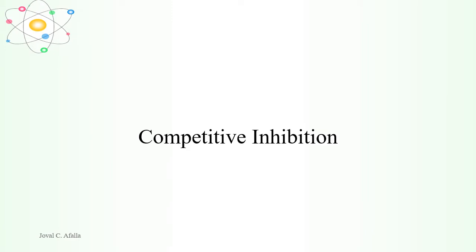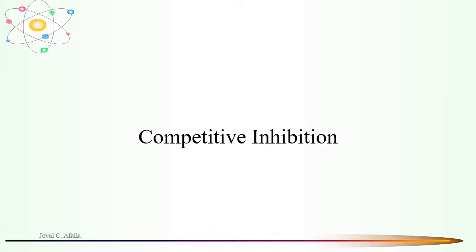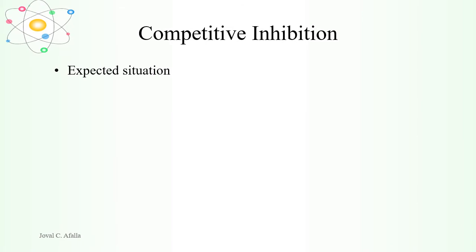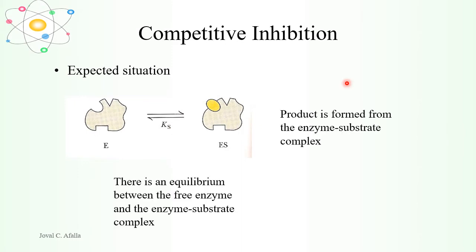Okay, competitive inhibition. So the expected situation is, again, you have the enzyme, and this is the active site for your enzyme. There's an equilibrium between the enzyme and the enzyme substrate complex, again governed by the equilibrium constant K sub S. Reminder, the product is formed from the enzyme substrate complex. It's only when you form this complex that a product can be formed.